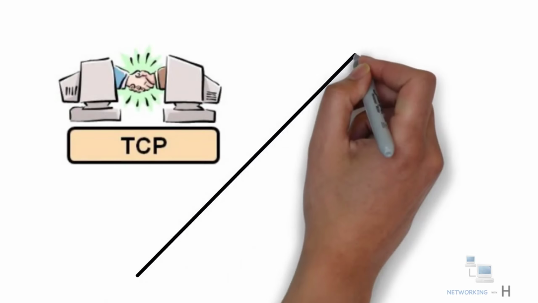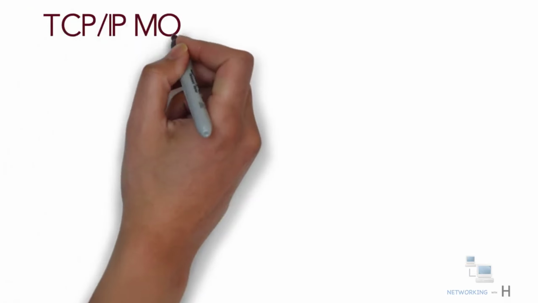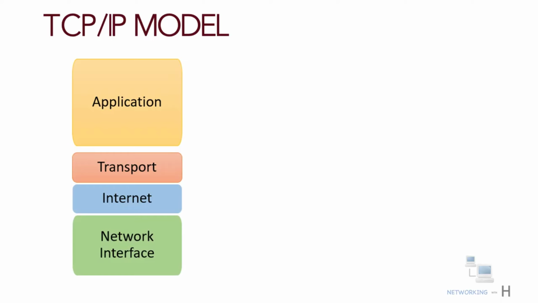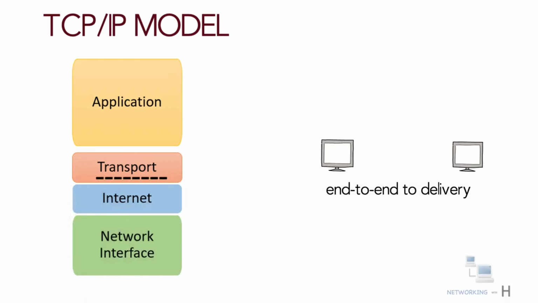Hello everyone. In this session of CCNA series, we'll discuss TCP and UDP protocols. As we know from the TCP/IP protocol suite, the transport layer is responsible for end-to-end delivery of data from the source host to the destination host.